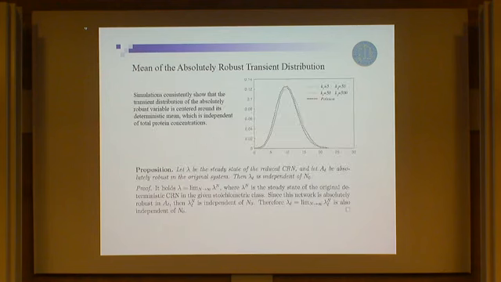Okay, I'm running out of time. So this is an important slide in the sense that if you run simulations, not only do you have a Poisson distribution, but you have a Poisson distribution around the deterministic mean.